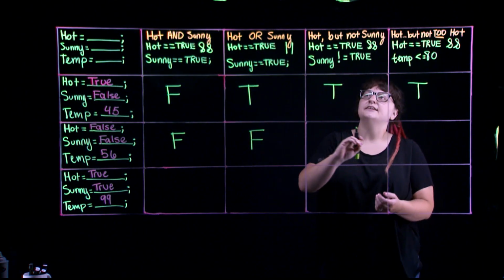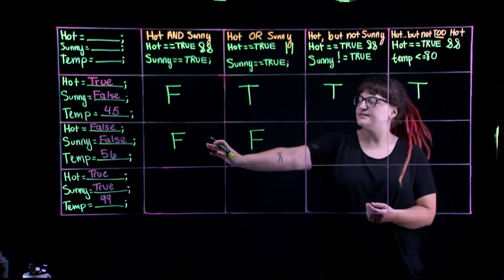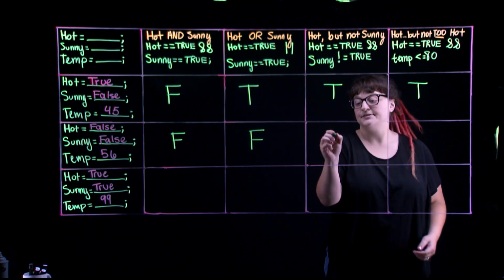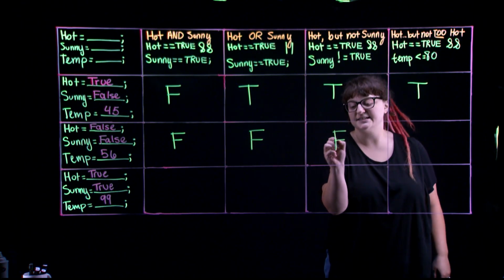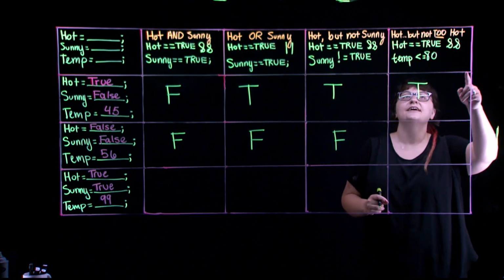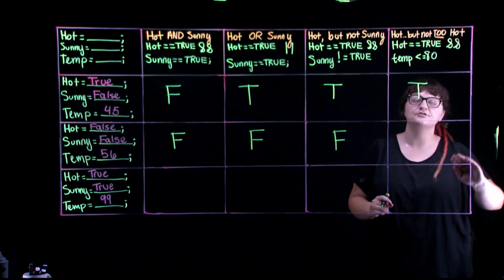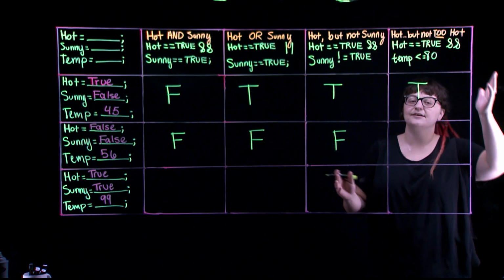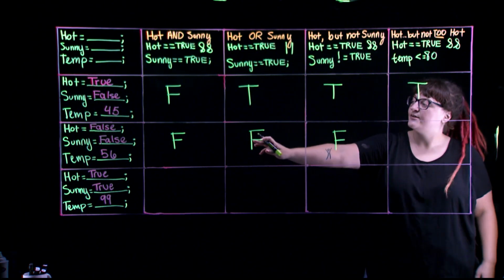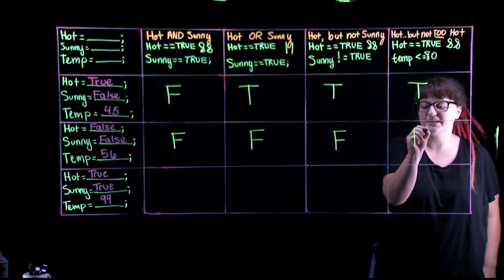Hot but not sunny. Hot equals true. Sunny is not equal to true. Hot's going to disqualify us right off the bat, being false. Okay? And since that's an and, that means the whole statement is false. Hot but not too hot. For this one, hot needs to equal true. Since it's that and, that means that it's going to have to be true for the statement to return true. We automatically get disqualified because of that hot being false. So I'm going to put false right here.